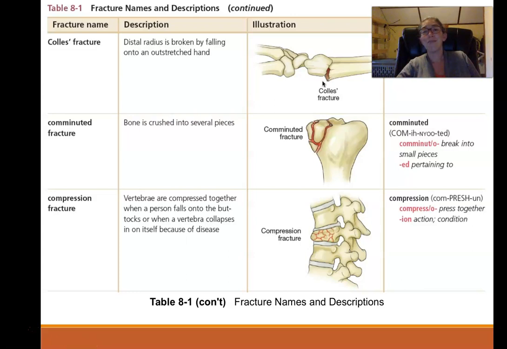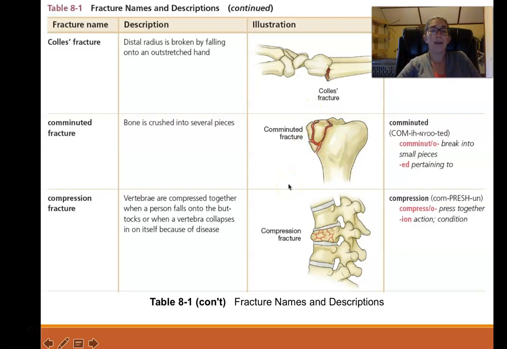A comminuted fracture. Comminuted means shattered, crushed into several pieces. I have a friend who got a comminuted fracture of her ilium, of her hip bone. She was snowboarding and she snowboarded into the woods and ended up crashing into a tree with her hip, and it shattered her hip bone into pieces. So it was a comminuted fracture.